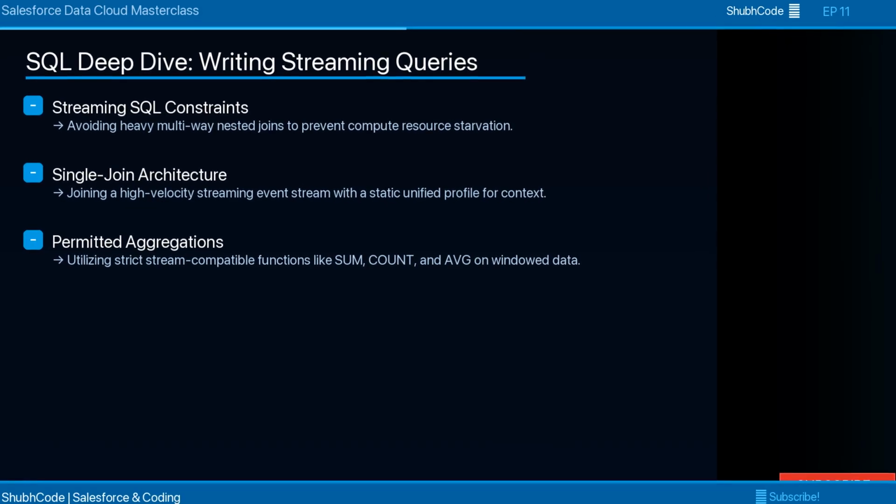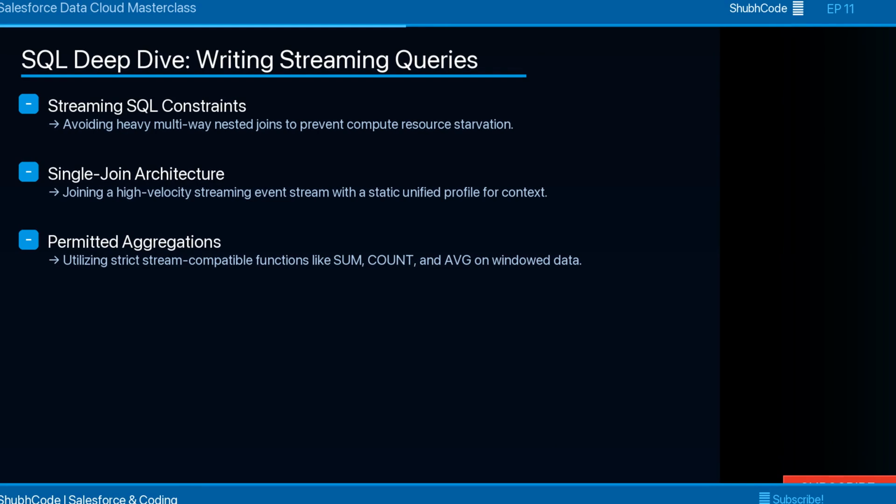Writing SQL for streaming calculated insights is vastly different from writing traditional SQL. You cannot perform massive joins across 10 different historical tables because streaming queries must execute with sub-second latency. We use a highly optimized streaming SQL dialect that limits joins to one streaming DMO and one profile DMO. This lets us enrich the streaming event, like a page view, with the user's unified profile ID and loyalty tier, ensuring we have the contextual data we need to make smart real-time decisions.